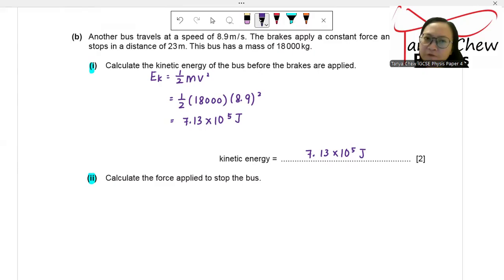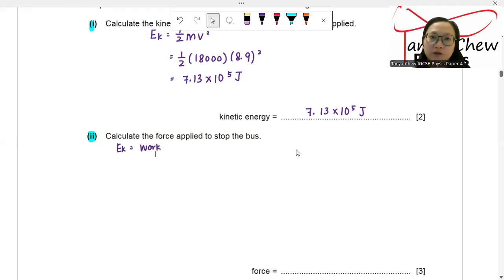Now, I'm going to use this. I said that kinetic energy, EK, is one kind of energy, and I could relate the kinetic energy to work. Why? Because the definition of energy is the ability to do work. Whenever you have the ability to do work, you have energy. So work is equivalent to energy, which is equal to force multiplied by the distance.